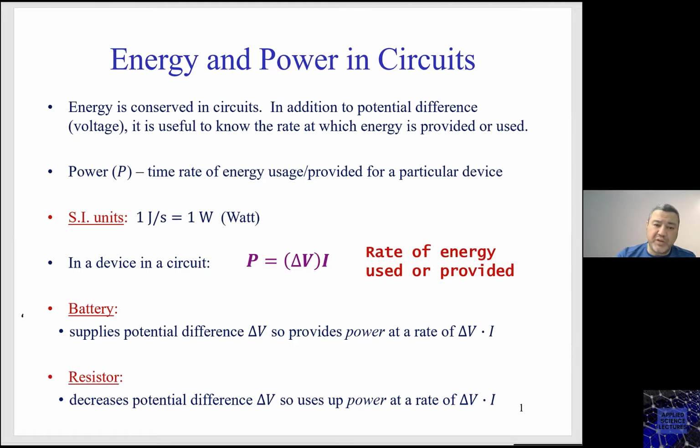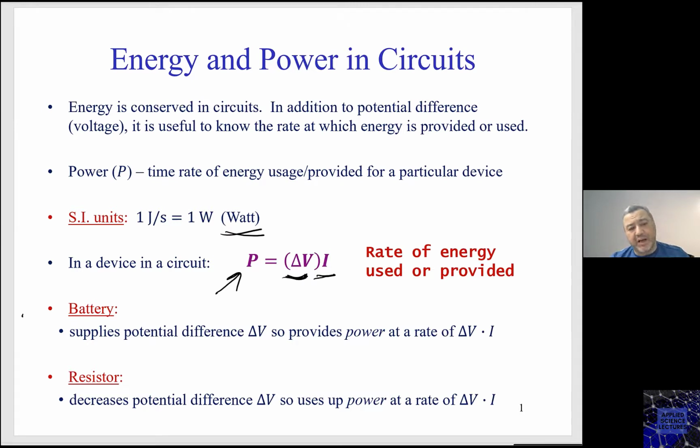The SI unit for the power is watt, and the power symbol is P, and it is the potential difference times the current for that component. So the potential difference is across this component, and the current is going through that component. So this is the time rate of energy used or supplied.